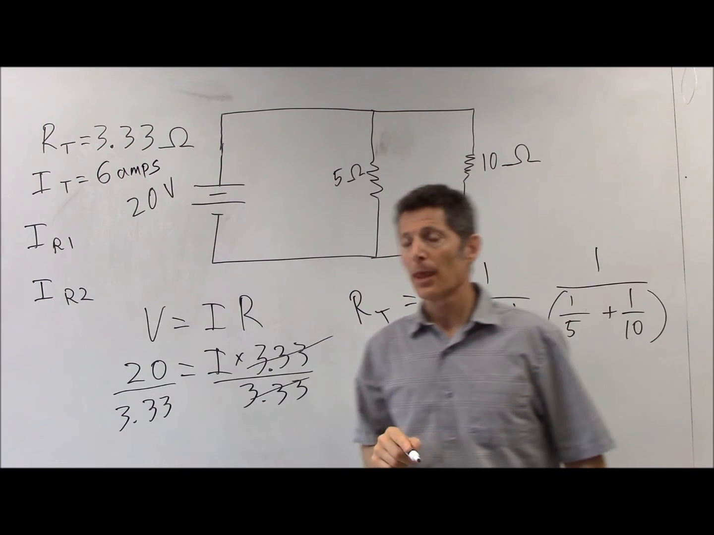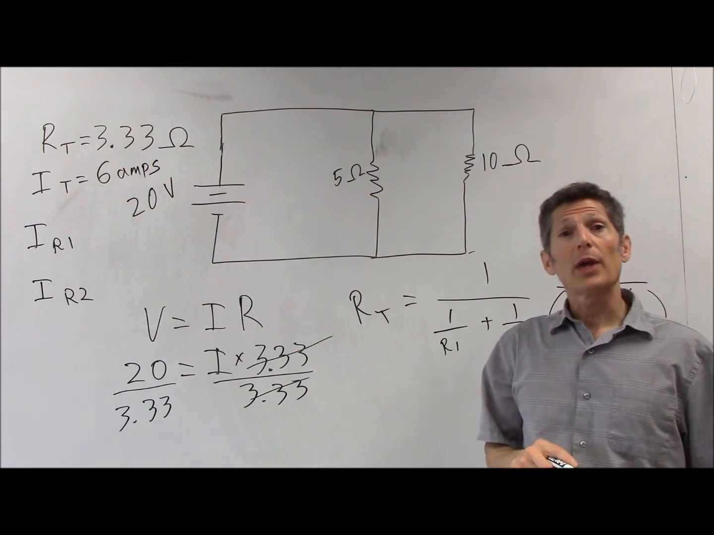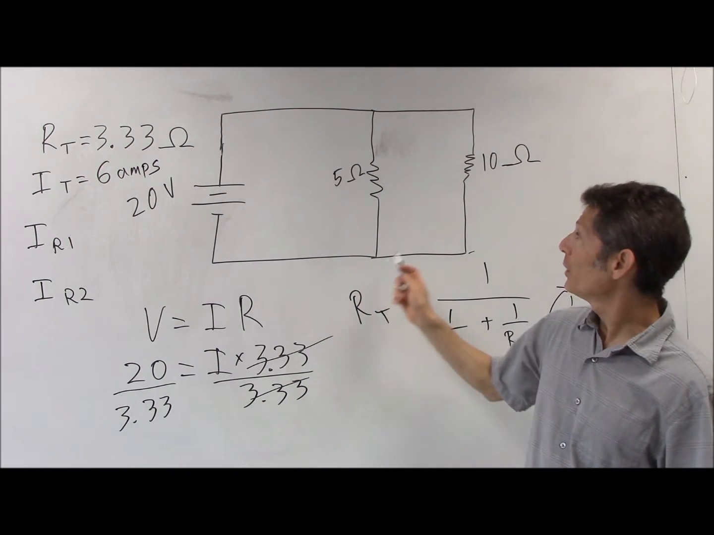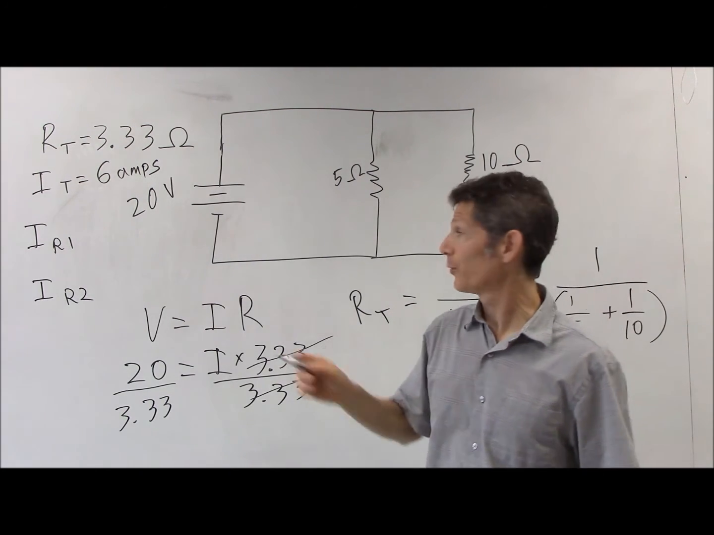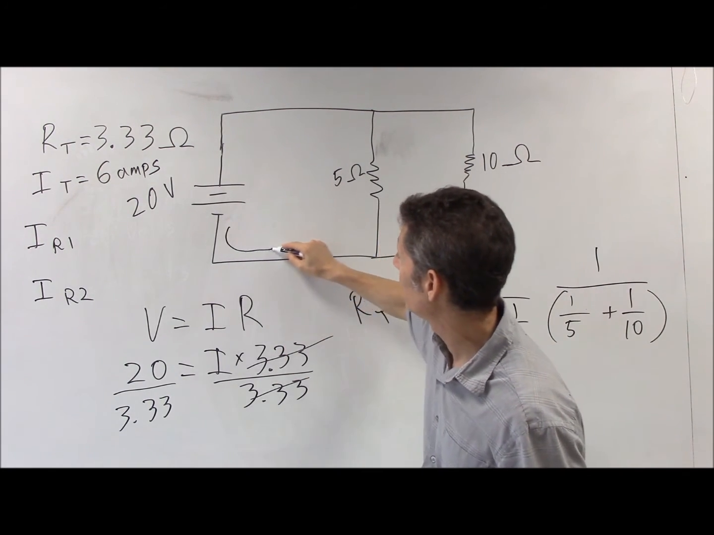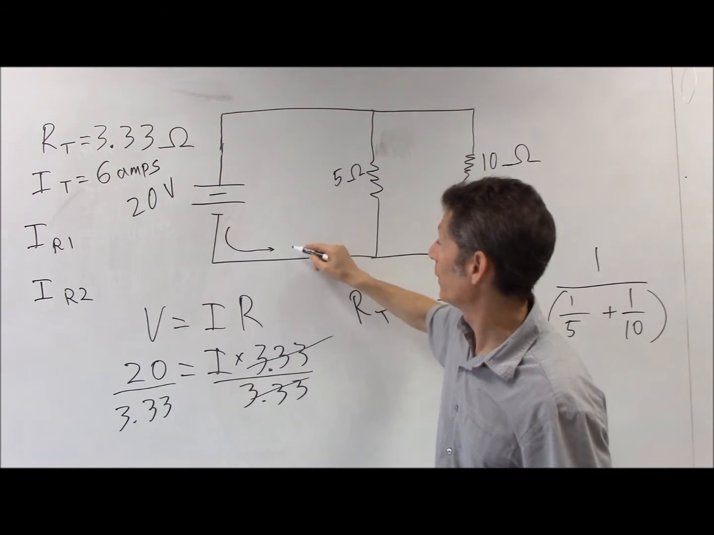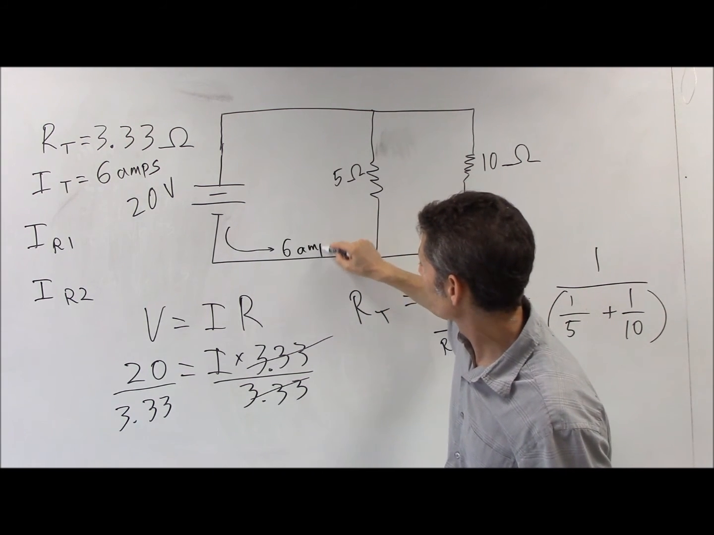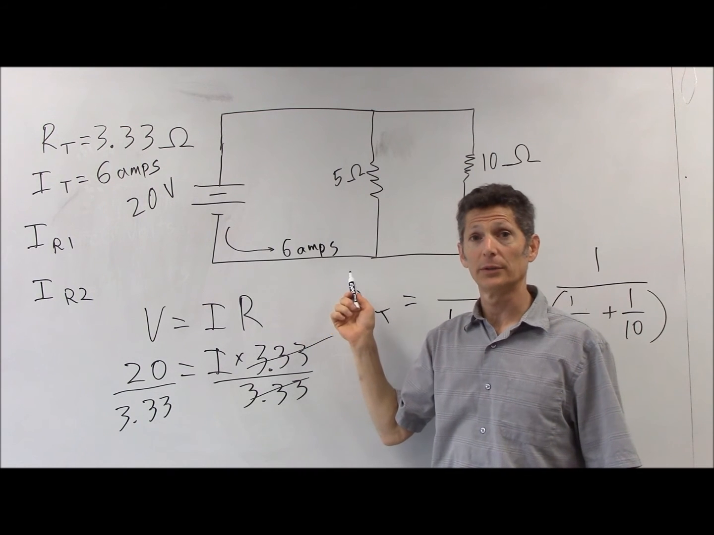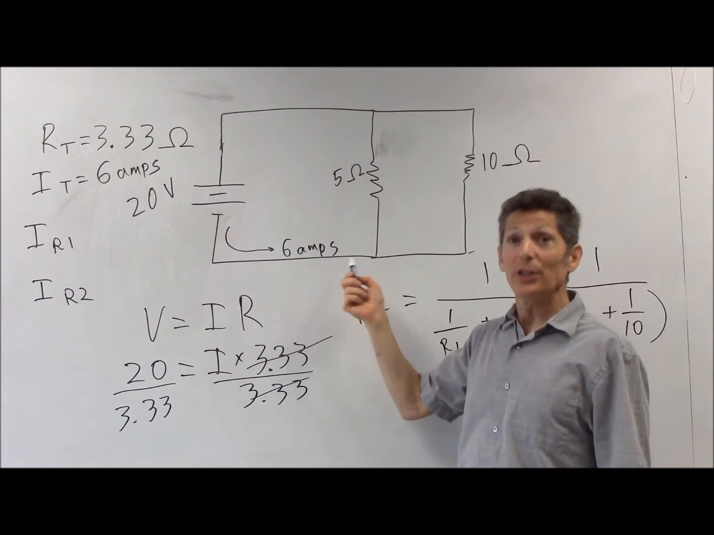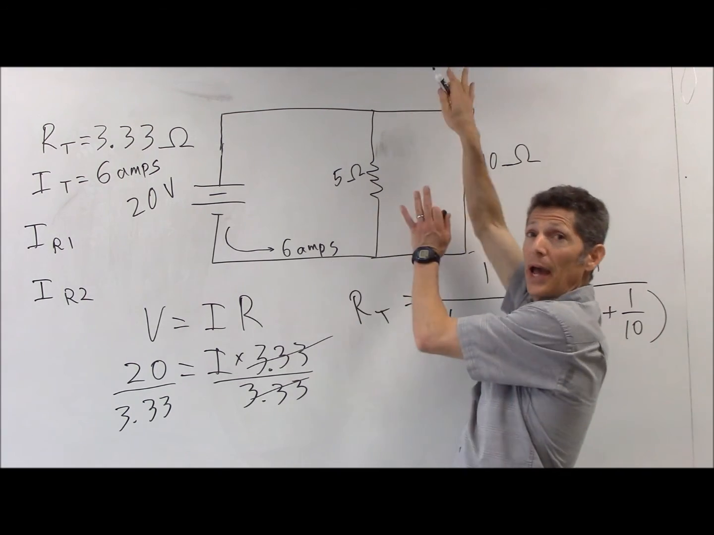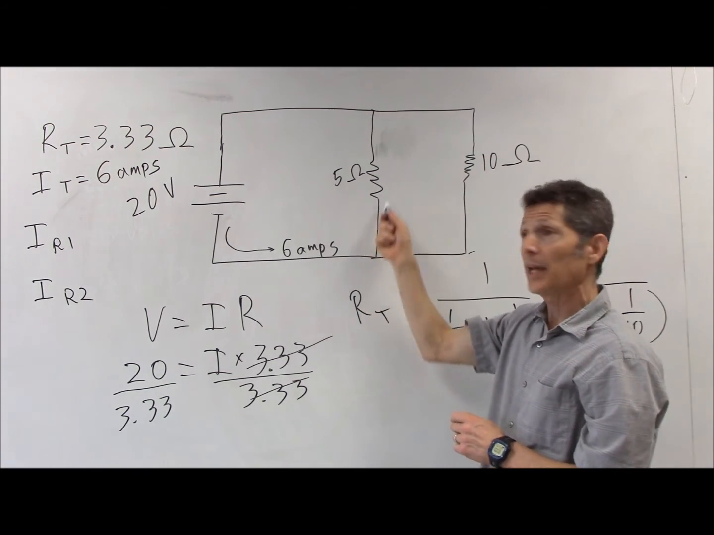Terrific. So now I'm going to calculate the current through each branch of this circuit. When I say total current, of course, I'm talking about the current flowing out of the battery. In other words, there's 6 amps flowing out of the battery here. If this was a series circuit, in other words, only one path for the electrons to flow, it would be 6 amps every single place.